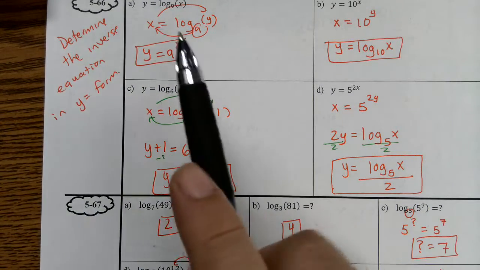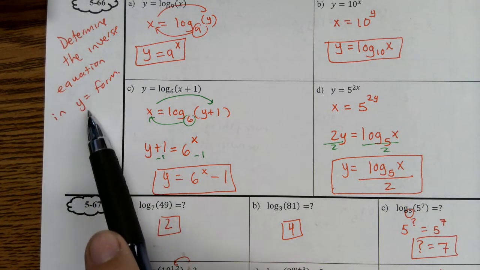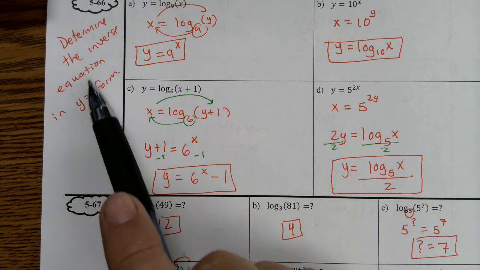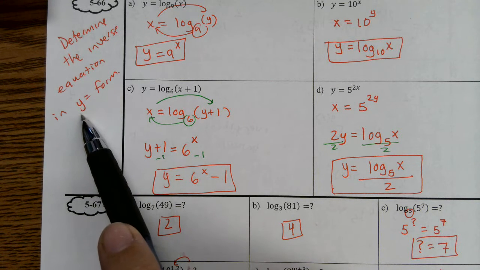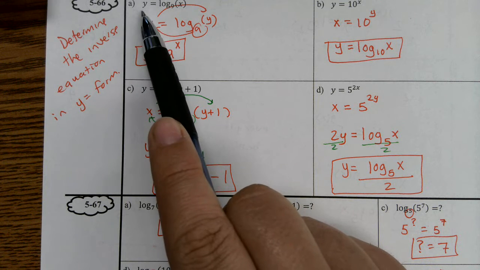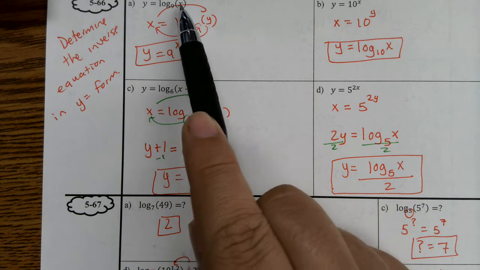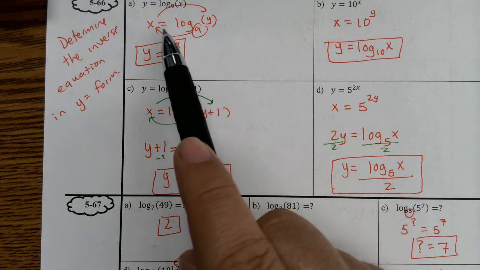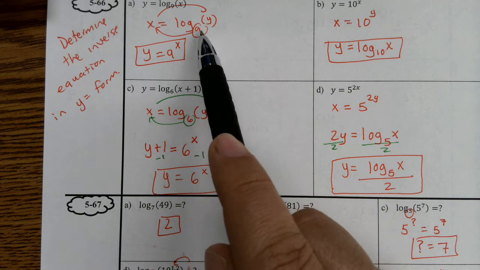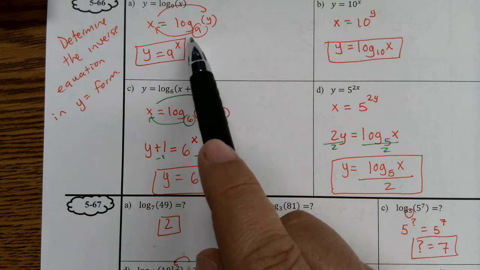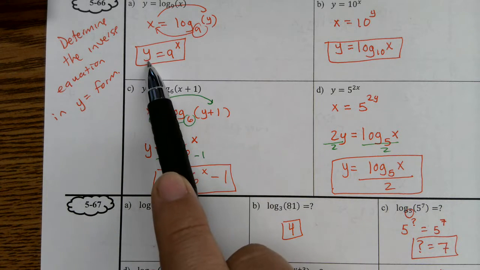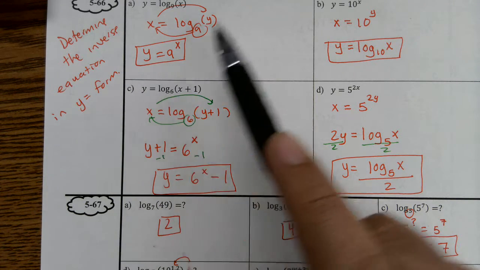Okay. Here we have to determine the inverse equation in y equals form. So in other words, find the inverse and make sure you have y by itself. To find the inverse, we have to replace the y and the x. So instead of y, we put x. Instead of x, we put y. So we have x equals log base 9 of y. We can rewrite this as an exponential as 9 to the power of x equals y. Y equals 9 to the power of x.